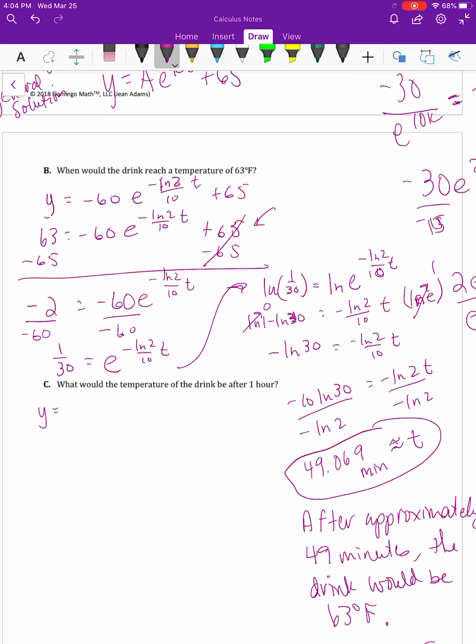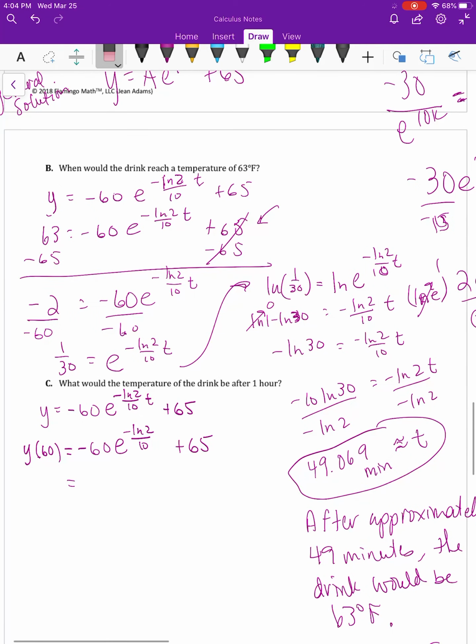And then part C, what would the temperature of the drink be after 1 hour? So again, starting with your y equals negative 60 e to the negative ln 2 divided by 10t plus 65. You want to be solving for y of, now remember, t is in minutes, so you would be solving for y of 60. Do not solve for y of 1, because that would have just been 1 minute, and they wanted 1 hour. Oops, I forgot to put my 60 in there, sorry.